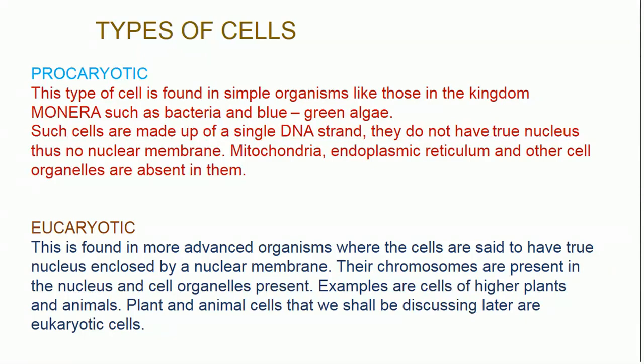2. Eukaryotic cell. This is found in more advanced organisms, where the cells are said to have true nucleus enclosed by a nuclear membrane. Their chromosomes are present in the nucleus, and cell organelles are present as well. Note that cell organelles include structures such as mitochondria, endoplasmic reticulum, ribosome, and so on. Examples are cells of higher plants and animals. Plant and animal cells that we shall be discussing later are eukaryotic cells.